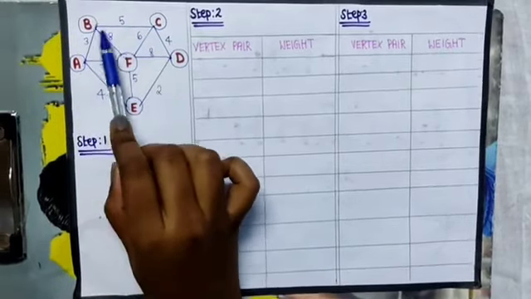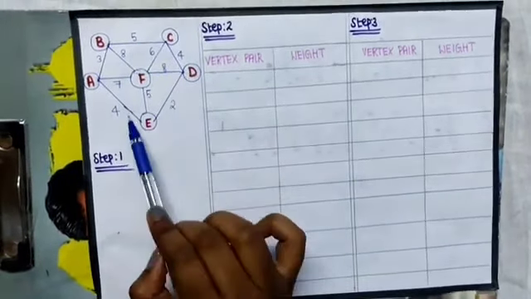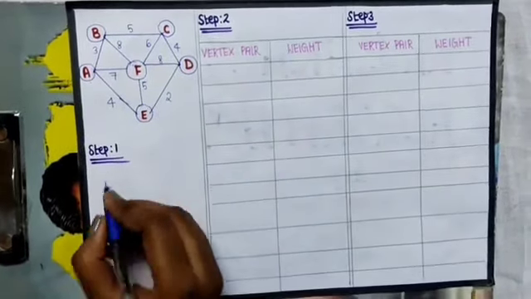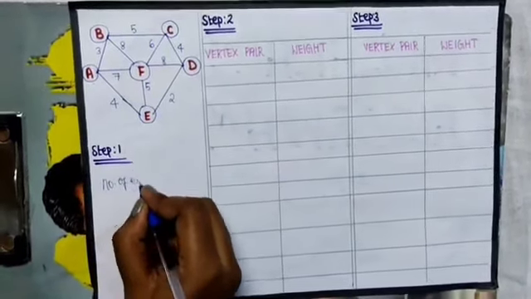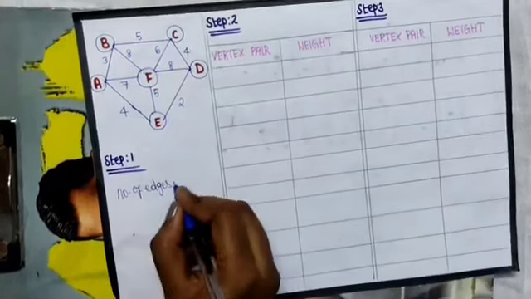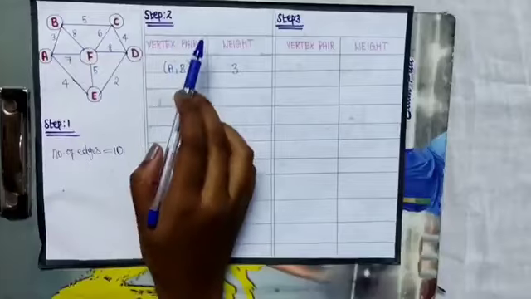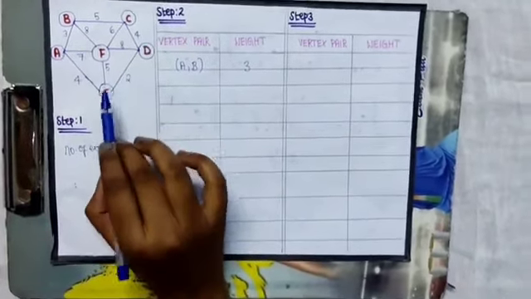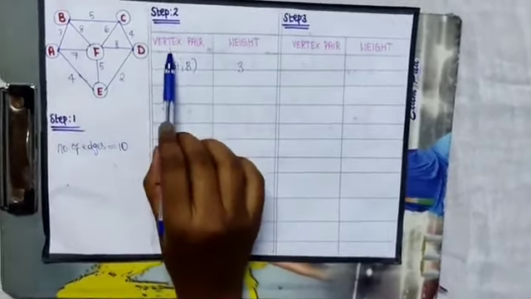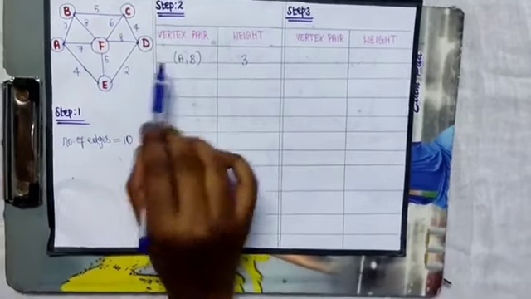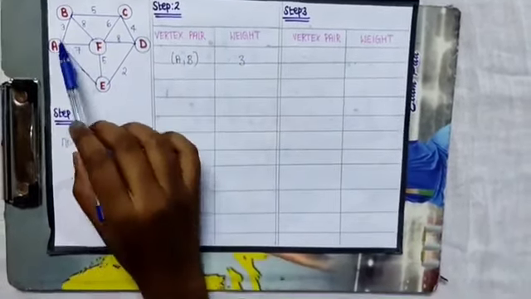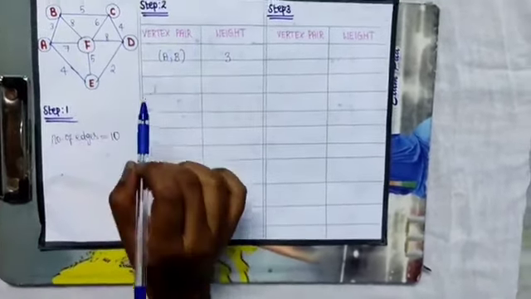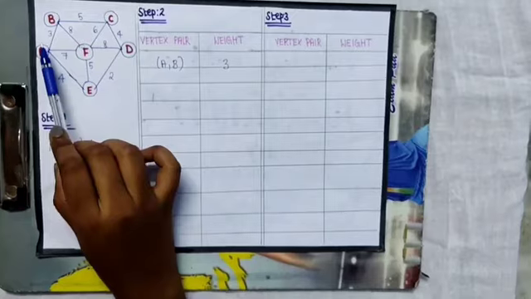For example, 1, 2, 3, 4, 5, 6, 7, 8, 9, 10. So, the number of edges in this graph is equal to 10. Step 2 is to write all the edges as vertex pairs along with their weights. So, make a tabular column: vertex pair and weight. To avoid confusion, you can first pick any one alphabet and complete all the possible vertex pairs. So, here I am picking the alphabet A.